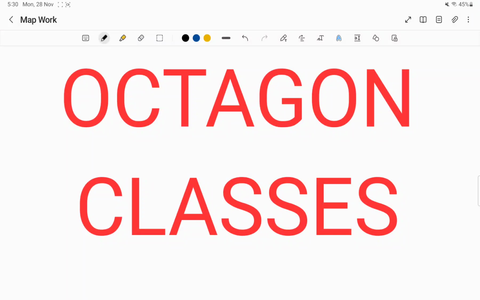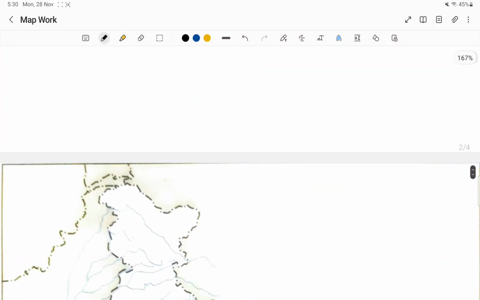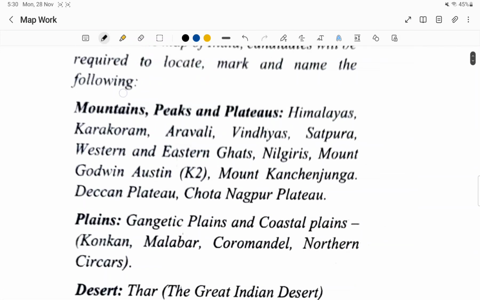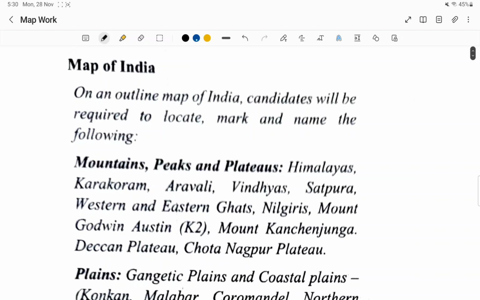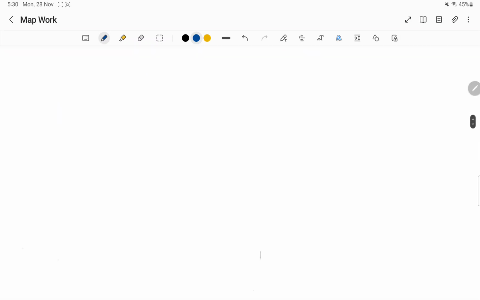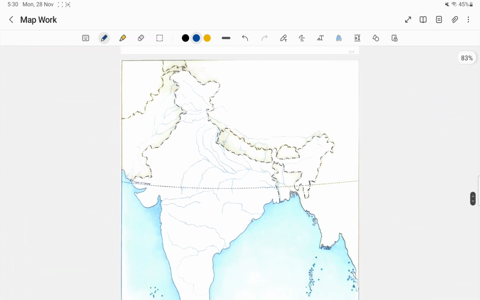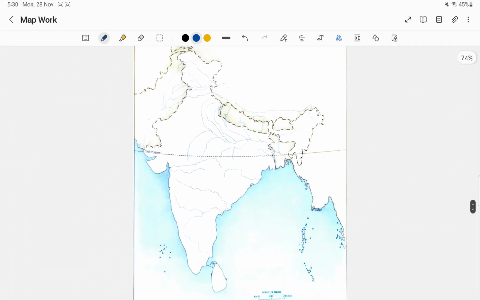So today we are going to discuss map work in geography strictly according to the latest board pattern. So this is your syllabus and we'll start with the very first topic, that is mountains, peaks and plateaus. So let's jump to the outline map of India which you will be getting in your board exams. So this is the outline map. This is the only map which you will be getting in your board exams for marking and labeling the things. So let's start the video.